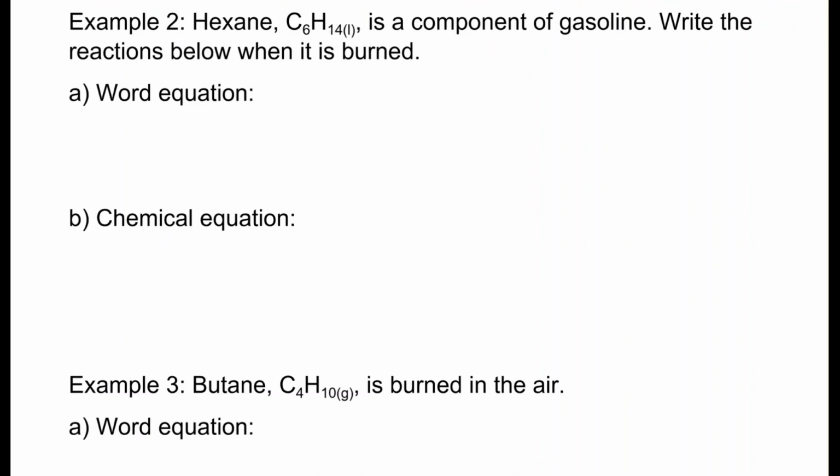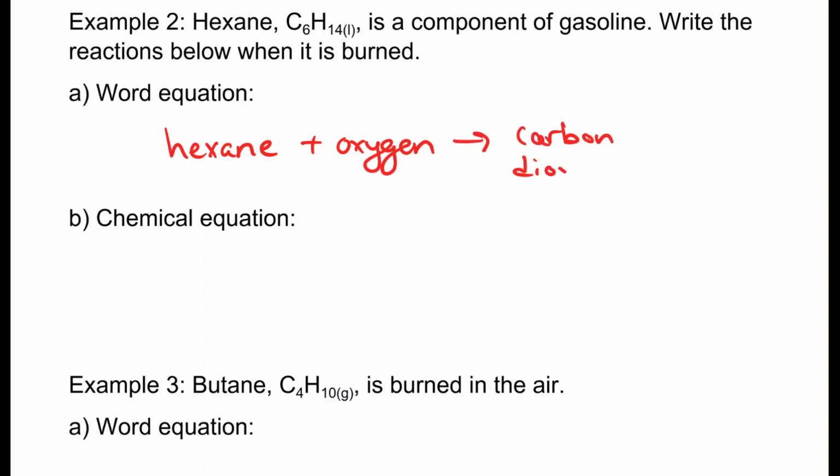Hexane, C6H14, is a component of gasoline. Write the reaction when hexane is burned. Okay, no problem. So we're going to take hexane and react it with oxygen, and we're going to produce the same thing we always do: carbon dioxide and water vapor.